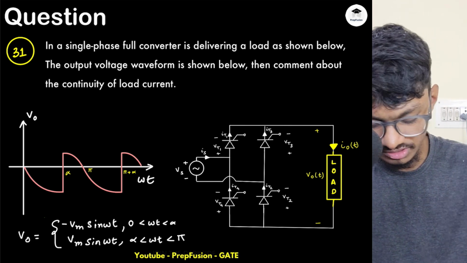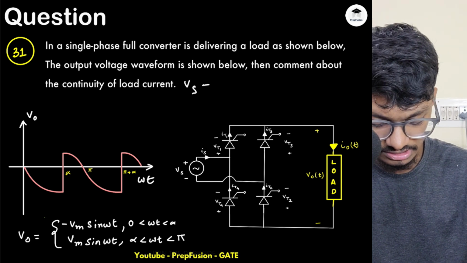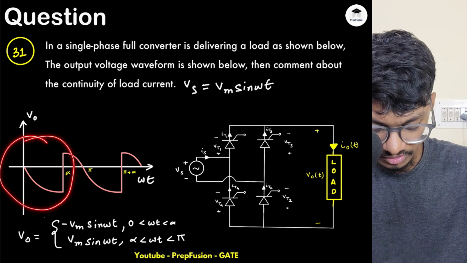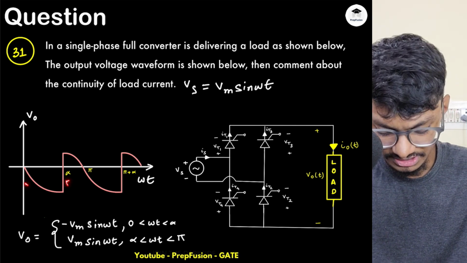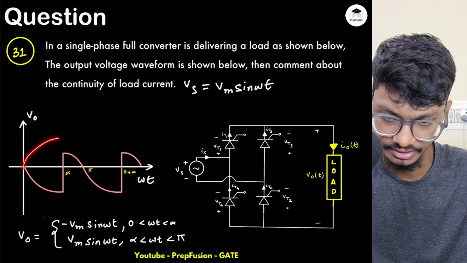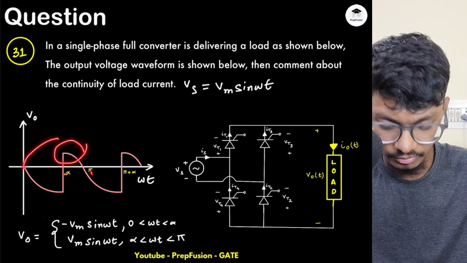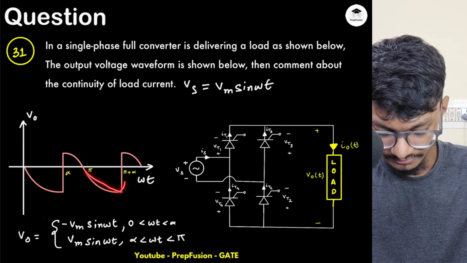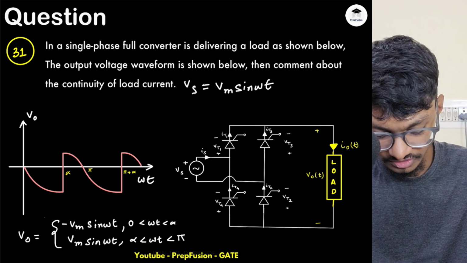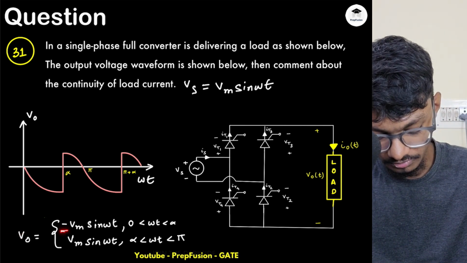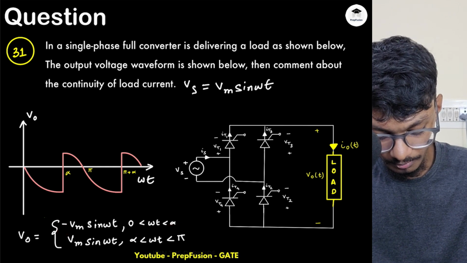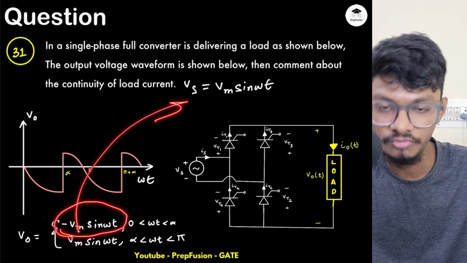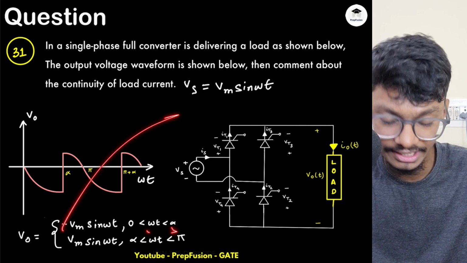So what is our Vs? Vs is equal to Vm sin omega t. And in the output voltage, I can observe that from 0 to alpha it is negative, but Vm sin omega t is positive. From alpha to pi it is again positive, and then from pi to 2 pi plus alpha it is again negative. So what is actually happening? From 0 to alpha, my output voltage is minus Vm sin omega t, so it is the negative of the supply voltage.